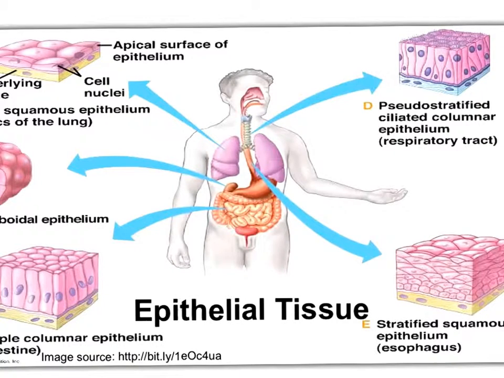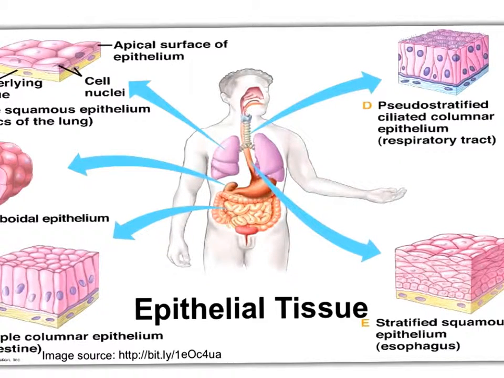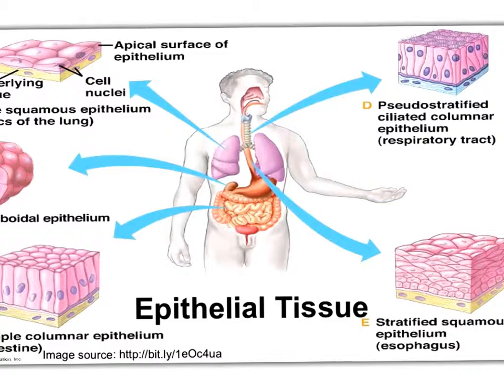Types. Simple squamous. It is in the air sacs of the lung. Here's just a picture of what it looks like. This is the type of epithelial tissue that lines the chambers of the heart and helps us breathe in oxygen and out the carbon dioxide. It also lines the veins and arteries.